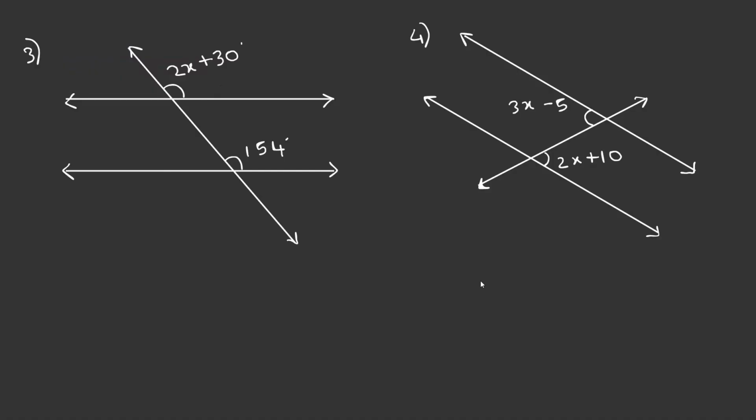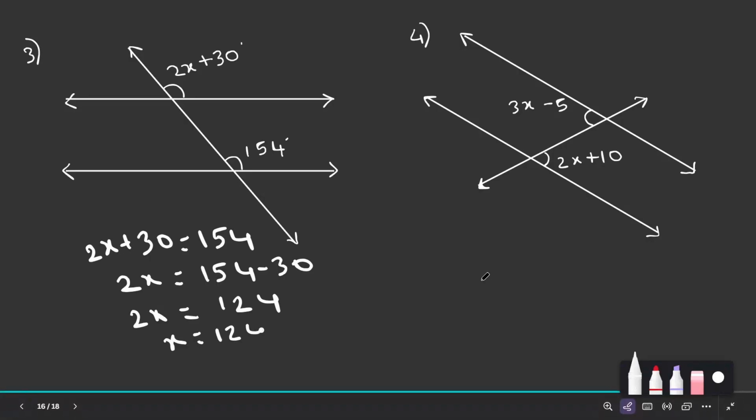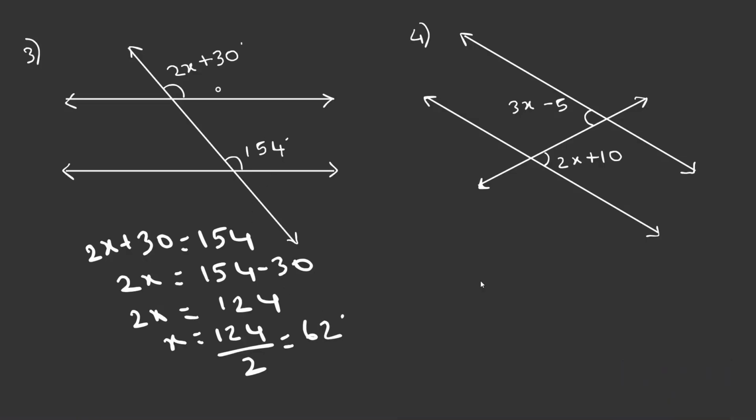Next. Angles which occupy the same relative position at each intersection are equal. So this is exactly equal to this angle. So 2x plus 30 is equal to 154. 2x is equal to 154 minus 30, that is 124. So x is equal to 124 divided by 2 is equal to 62. So here x is equal to 62.